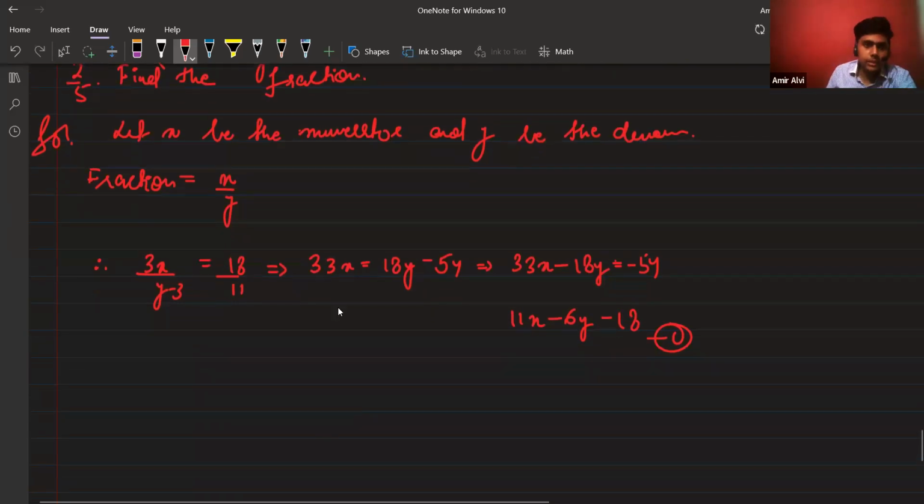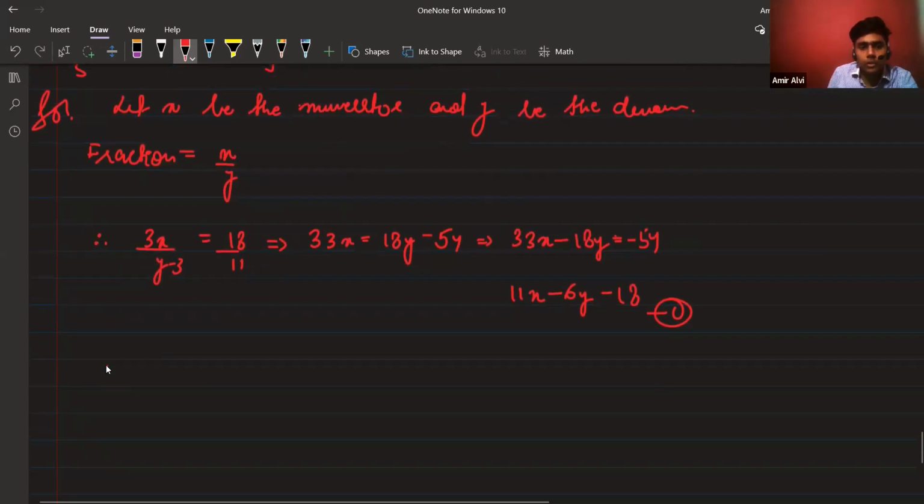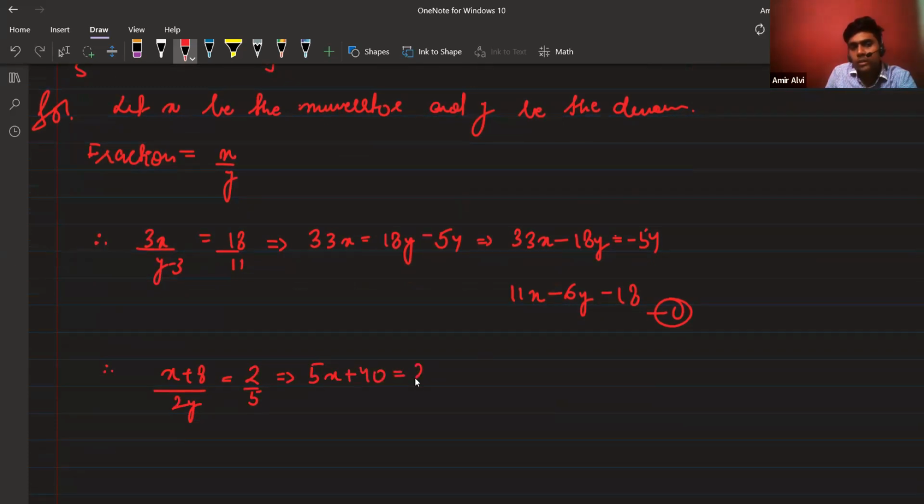Next thing is saying that if the numerator is increased by 8 and the denominator is doubled, we get the fraction 2 by 5. So this would be x plus 8 divided by 2y equals 2 by 5. Is that clear? Cross multiply them. 5x plus 40 is equal to 4y.